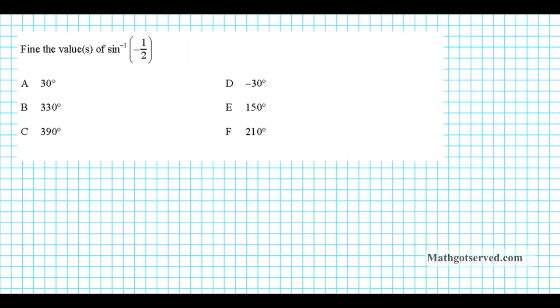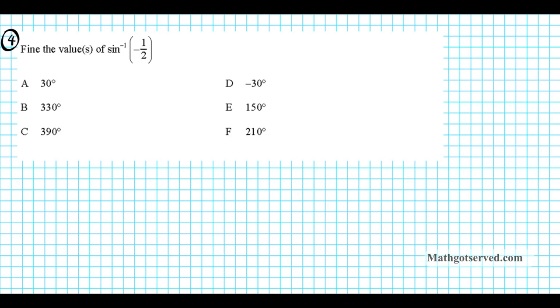Now let's take a look at question number 4. We are to find the values of the inverse sine of negative 1/2. And we have multiple answers here. There are different ways we can do this. If we have memorized our reference angles, we can use that. We can use a unit circle, or we can also make use of the calculator. I'm going to use a calculator to show you how to figure out what this is.